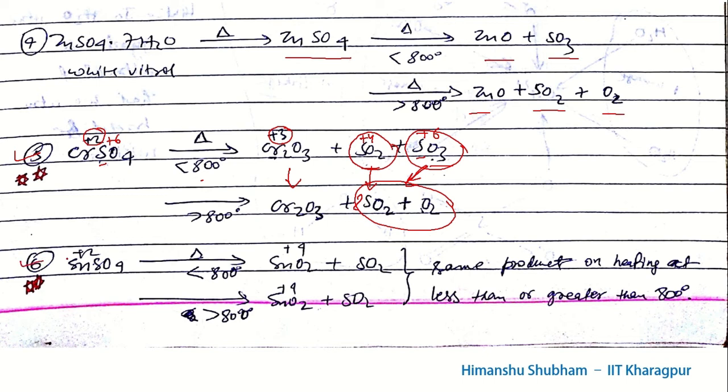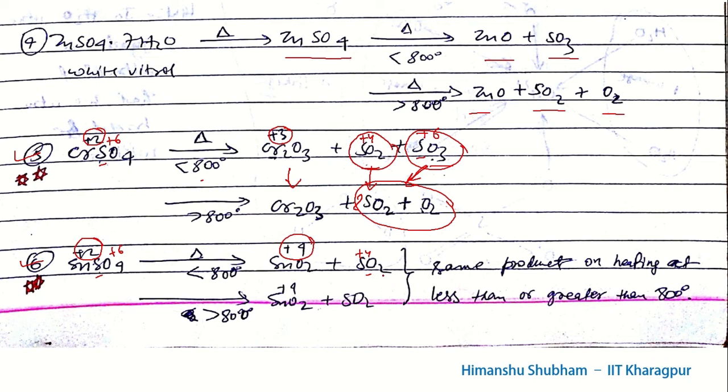Now in the sixth case also we have some exceptions, where SnSO4, where Sn is in +2 state, is heated below 800 degrees Celsius and we are getting SnO2 plus SO2. We see that Sn has oxidized from +2 to +4 state and sulfur has reduced from +6 to +4 oxidation state, and above 800 degrees Celsius also we see no change in the decomposition product because sulfur is already in SO2 state when it is heated just below 800 degrees Celsius.